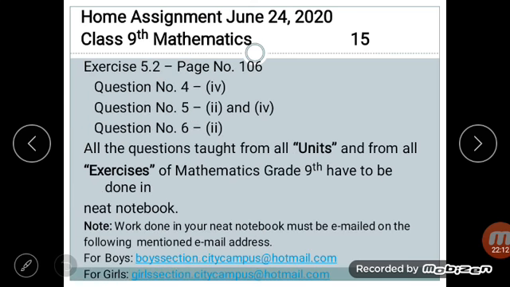Okay dear students, here we are done with exercise 5.2. I hope you got the concept and you have found it helpful. Here is your home assignment. You have to go with question number 4, question number 5, and question number 6. Some selective parts are given for your practice.